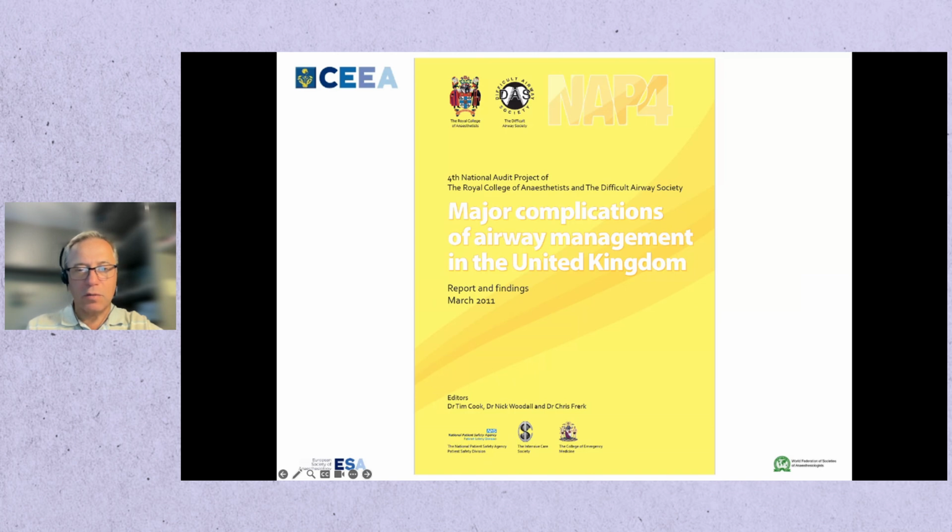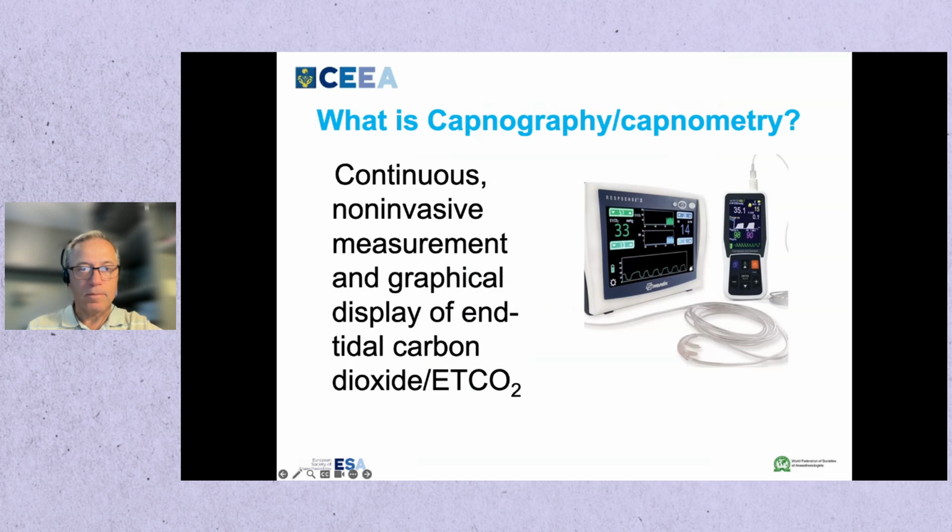Following the publication of NAP4 in 2011, UK and European guidelines have been modified, with the Association of Anaesthetists of Great Britain and Ireland issuing a safety statement in 2011. This stated that continuous capnography should be used in all anesthetized patients regardless of the airway device used or the location of the patient, and should be employed in all patients receiving advanced life support.